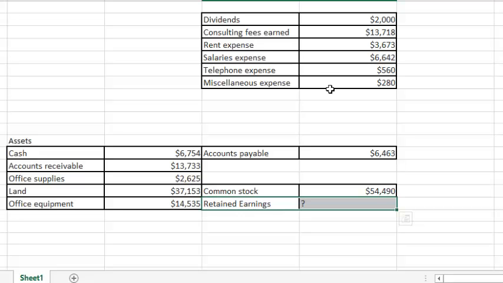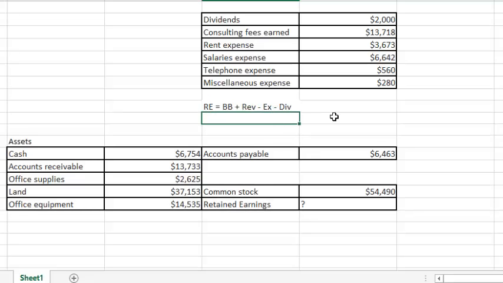So what we have over here in the top part, the remaining items: consulting fees earned, which is revenue. We have several expense items, and then we have dividends. Now, some of this relates to retained earnings, but there's a missing variable. If you remember from other discussions, retained earnings equals the beginning balance plus revenue minus expenses minus dividends. Well, when you see these items here, the missing element is going to be the beginning balance of retained earnings.